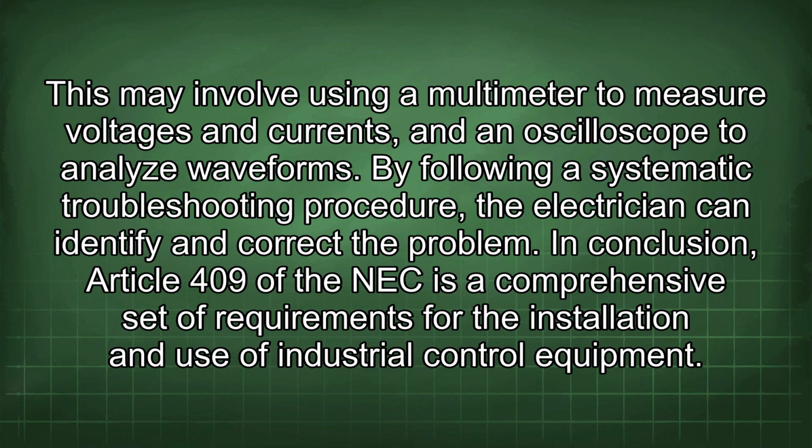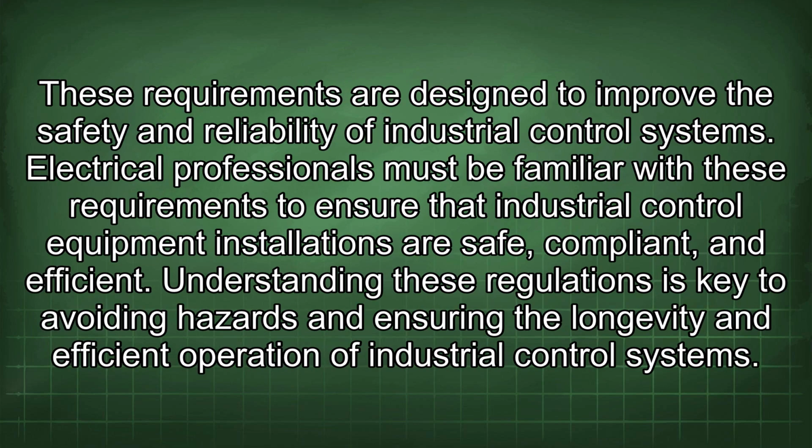In conclusion, Article 409 of the NEC is a comprehensive set of requirements for the installation and use of industrial control equipment. These requirements are designed to improve the safety and reliability of industrial control systems. Electrical professionals must be familiar with these requirements to ensure that industrial control equipment installations are safe, compliant, and efficient. Understanding these regulations is key to avoiding hazards and ensuring the longevity and efficient operation of industrial control systems.